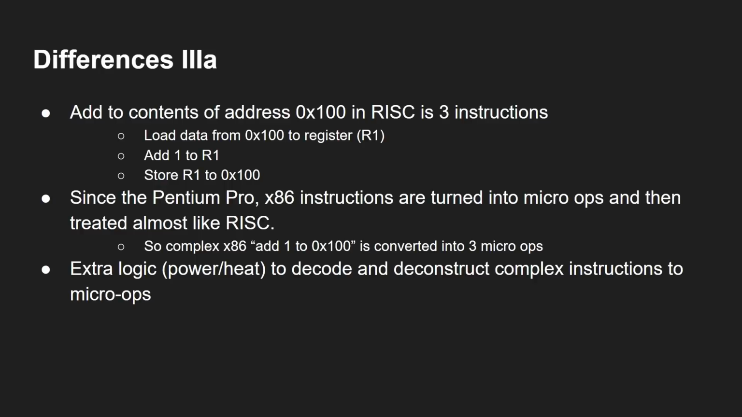Now, on a CISC computer, you would just say add 1 to whatever is in address hex 100. It would go ahead and work out how to do that for you. Now, since the Pentium Pro, x86 instructions are actually turned into micro-ops, which are much more like RISC type things. So a complex instruction like add 1 to whatever's in memory address hex 100 gets converted into 3 micro-ops: load, add, and then store again, and the processor then treats those down the pipeline to actually do that stuff. But that extra logic for having to convert from CISC to RISC needs more power, and it generates more heat, and that's one of the reasons why Intel was never quite so successful in the smartphone market, although it did try.